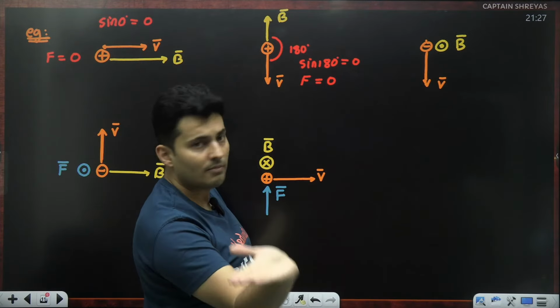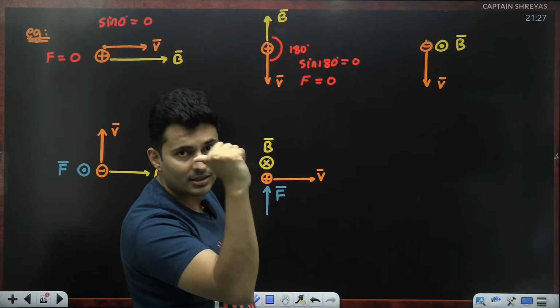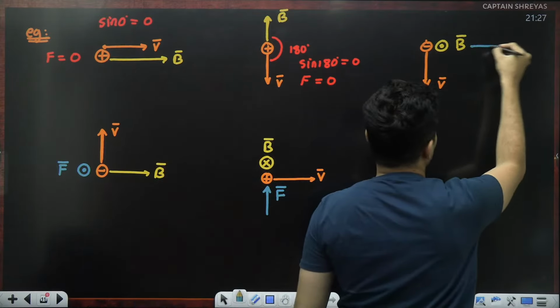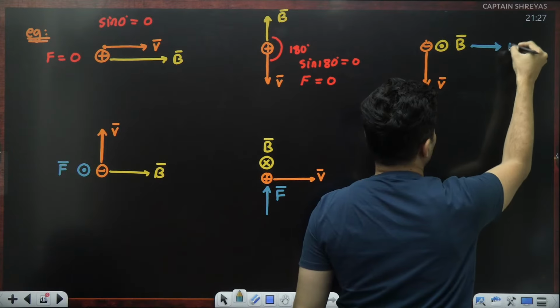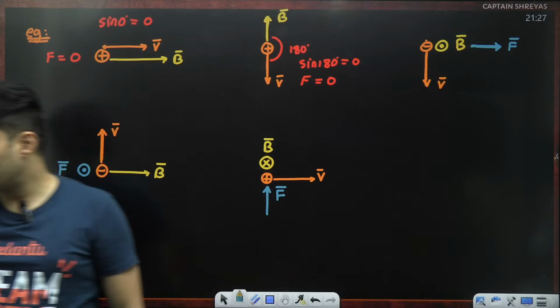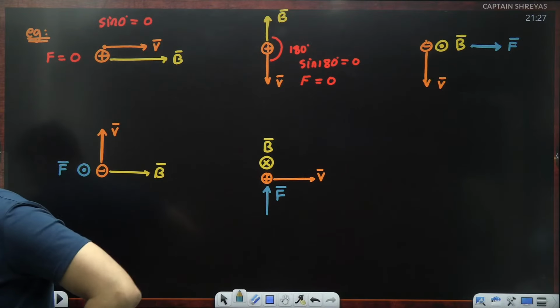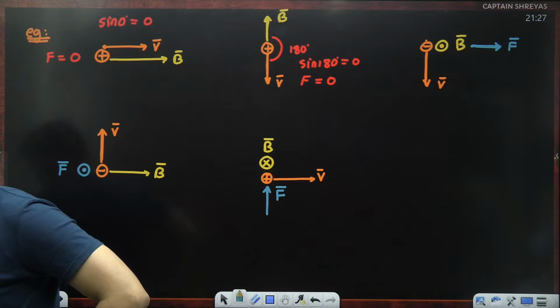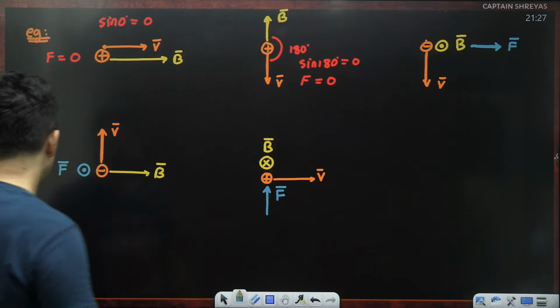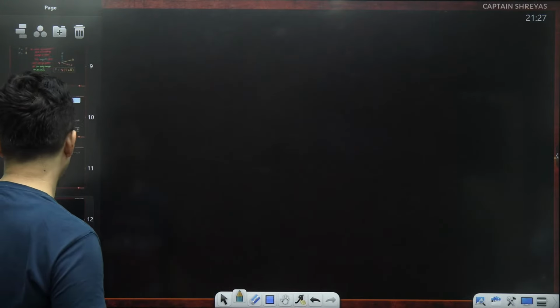Velocity is down. Magnetic field is towards you. V cross B will make the thumb go towards the left, but it's a negative charge. So hence the force should go towards the right. So that's the direction of the force. Is that clear, everyone? Just check it out. Till this point, understood? Let's go ahead.